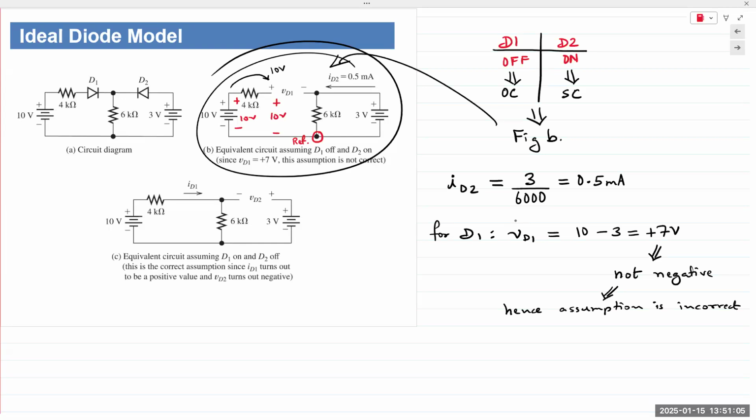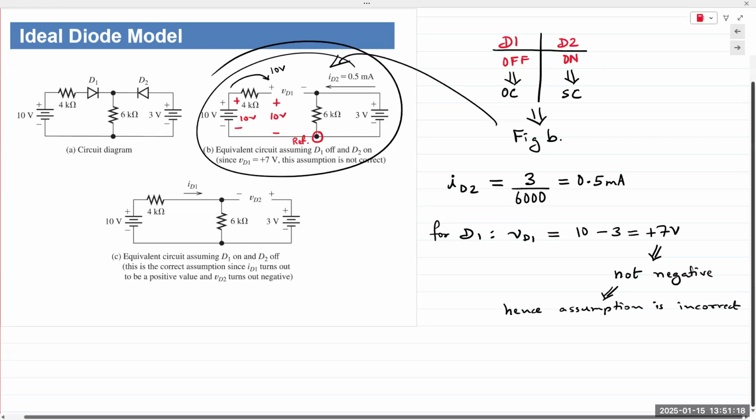We cannot keep the portion that is correct and say that is our final answer. Does that make sense to everyone? We have to go back and change the assumptions for all diodes. So out of 4 possible combinations, we tested one.